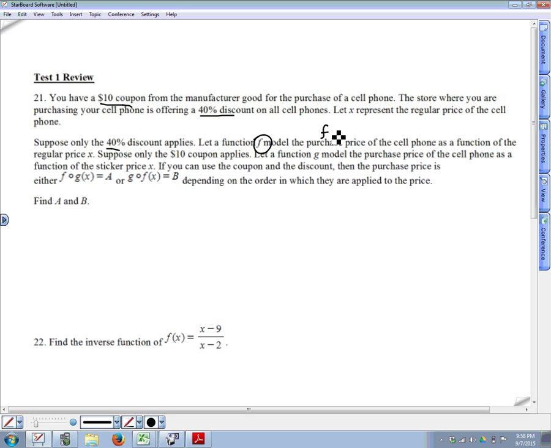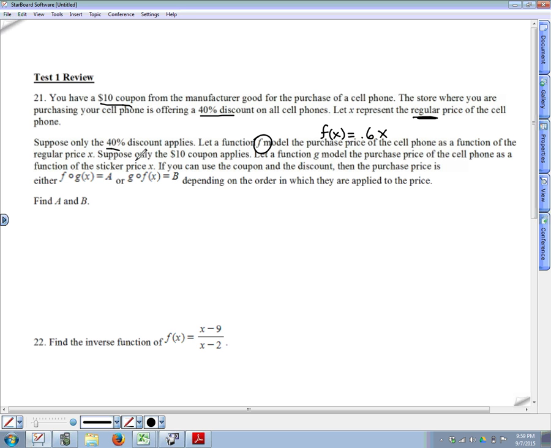So F, that's where some students really just got to slow down and think about what's happening here. X represents the regular price of the cell phone. If you're getting 40% off, how much are you actually paying? You're paying 60%. So you're getting 40% off, which means you're paying 60% of the regular price, so it's 0.6x.